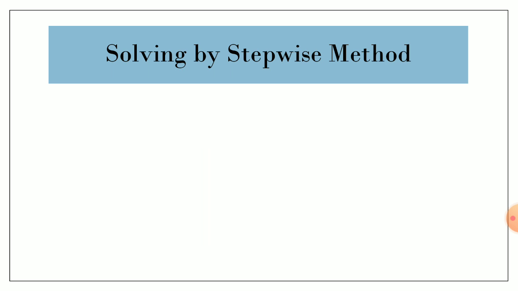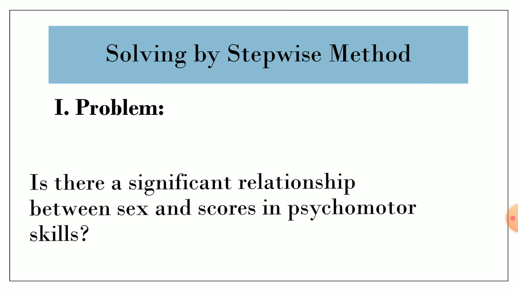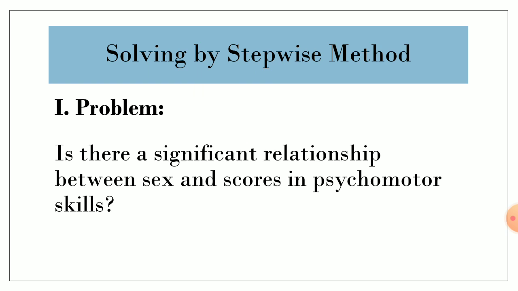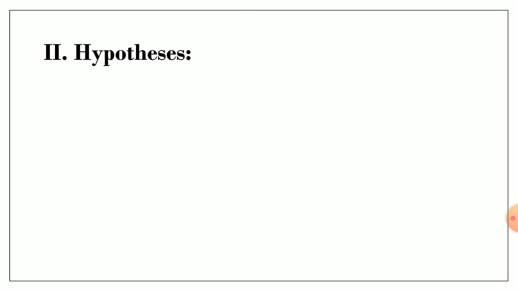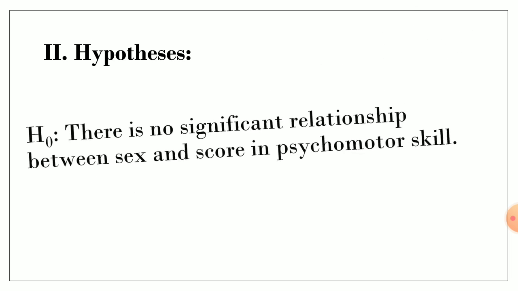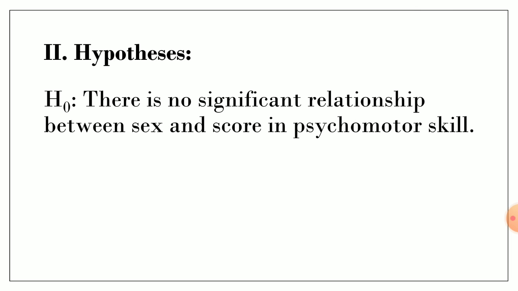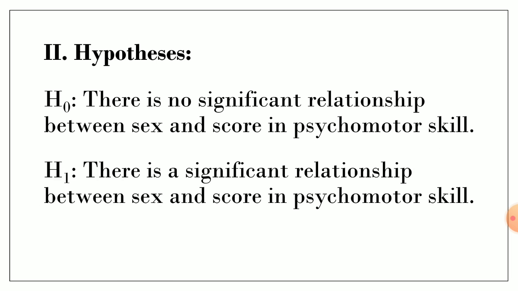Solving now by stepwise method. First, we have the problem. Is there a significant relationship between sex and scores in psychomotor skills? Next is to formulate the hypothesis. For the null hypothesis, there is no significant relationship between sex and score in psychomotor skill. For the alternative hypothesis, there is a significant relationship between sex and score in psychomotor skill.